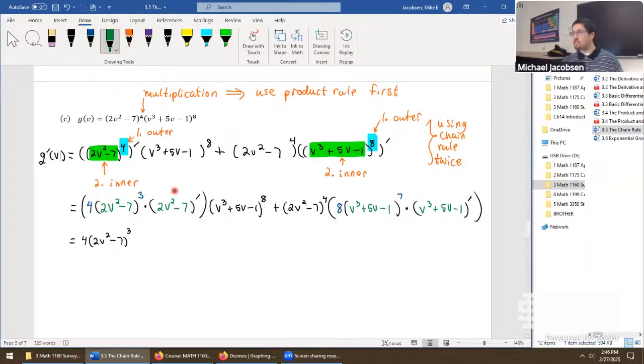Derivative of this is just times 4b. The negative 7 will go to a 0. And then back to copying all the way to that point. b cubed plus 5b minus 1 to the 8th power. 2b squared minus 7 to the 4th power. And then copying all the way to this point now.